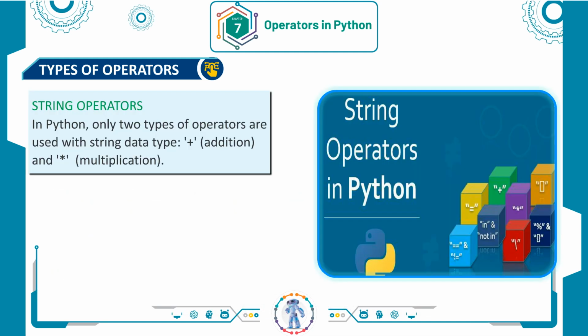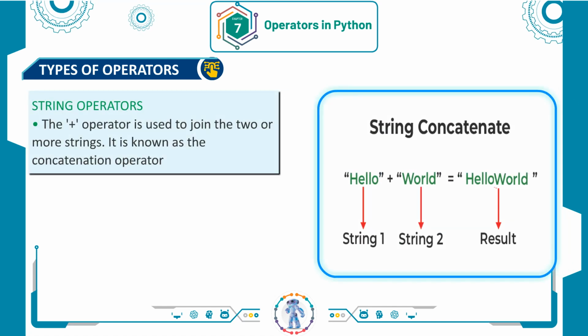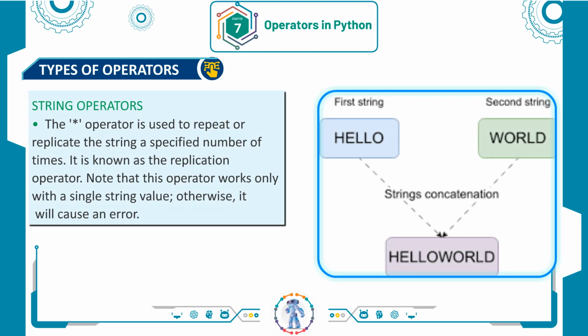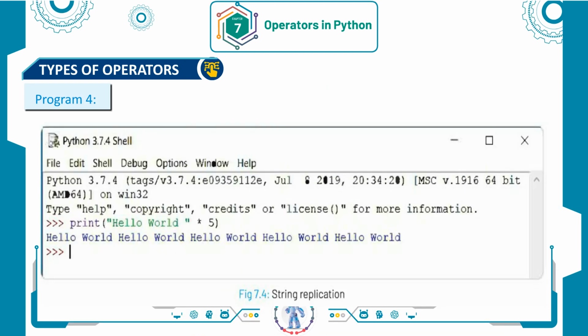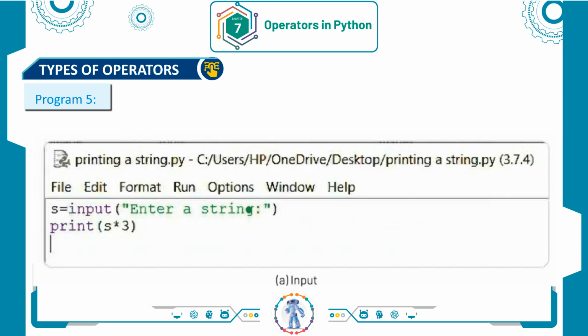Program 2. String operators. In Python, only 2 types of operators are used with string data type: addition and multiplication. The plus operator is used to join 2 or more strings. It is known as the concatenation operator. The asterisk operator is used to repeat or replicate the string a specified number of times. It is known as the replication operator. Note that this operator works only with a single string value, otherwise it will cause an error. Program 3, Program 4, Program 5.